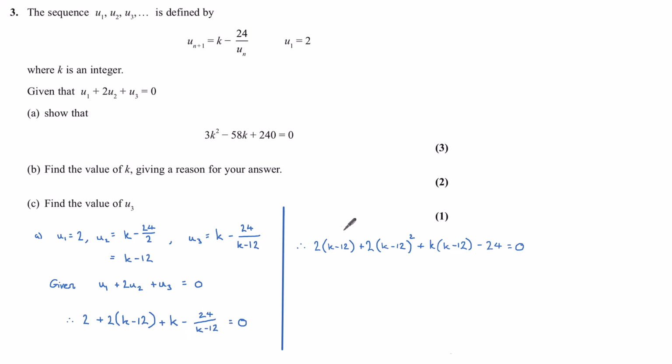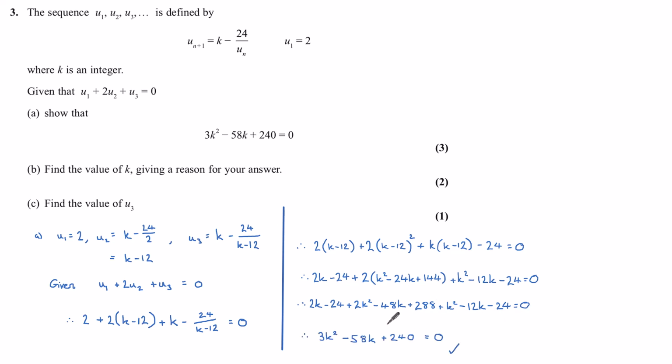Now, very carefully, let's start to expand these brackets. Expanding the first bracket, 2k minus 24. Let's expand the k minus 12 squared first. So that's 2 lots of k squared minus 24k plus 144, plus k squared minus 12k minus 24 is equal to 0. Expanding that final bracket, 2k minus 24 plus 2k squared minus 48k plus 288 plus k squared minus 12k minus 24 is equal to 0.